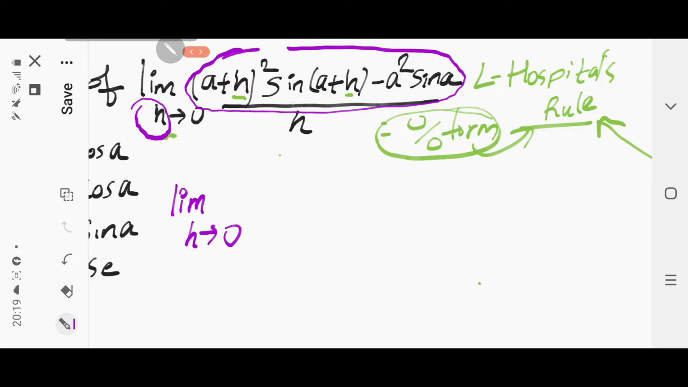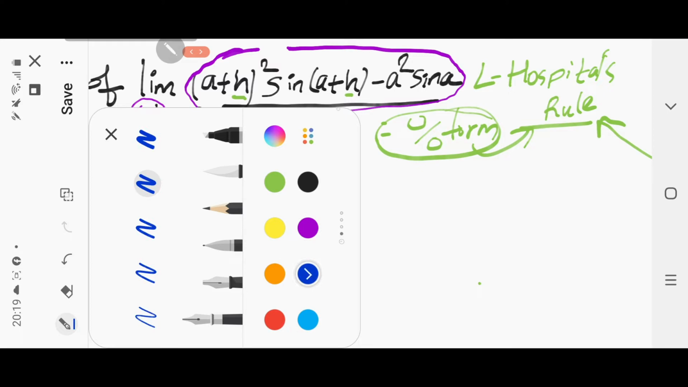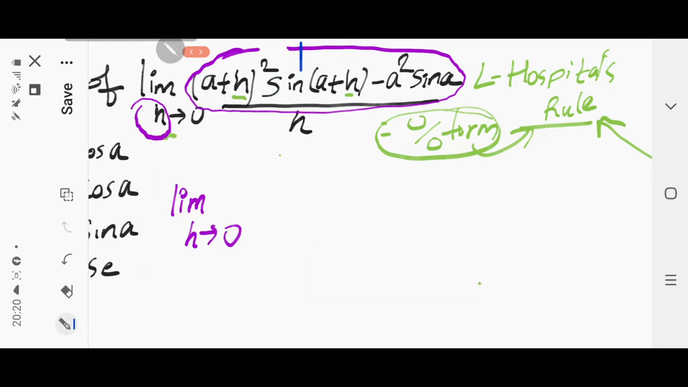When you take the derivative of the numerator, these are two functions. Which are the two functions? This one, which I am marking with the blue ink, is the first function, a plus h the whole square, and sine of a plus h is the second function. Therefore you have to apply the product rule. What does the product rule tell? First into derivative of second plus second into derivative of first. This is the product rule.